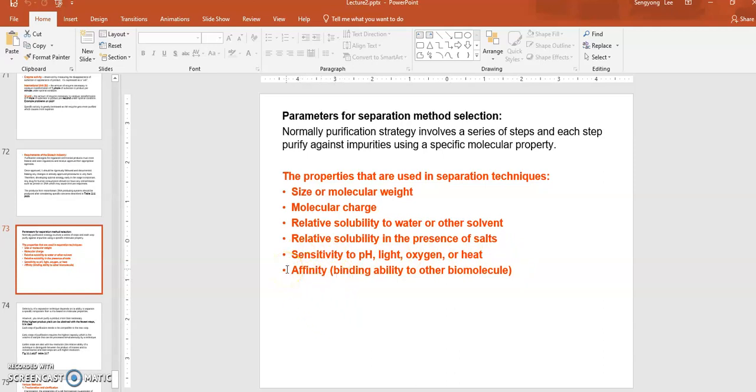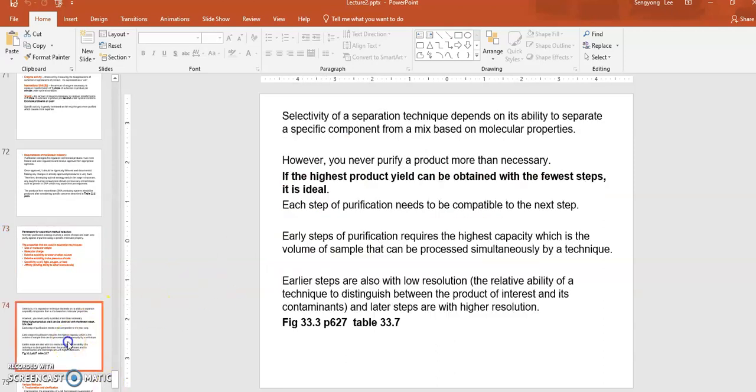It's a structure-based interaction between your target protein and then maybe your antibody against it, or some kind of a receptor binding to it. So yeah, these will provide you with a very specific purification strategy. Okay, very expensive method. So these are all important. And selectivity of the separation technique depends on its ability to separate a specific component from a mix based on molecular properties. Makes sense.